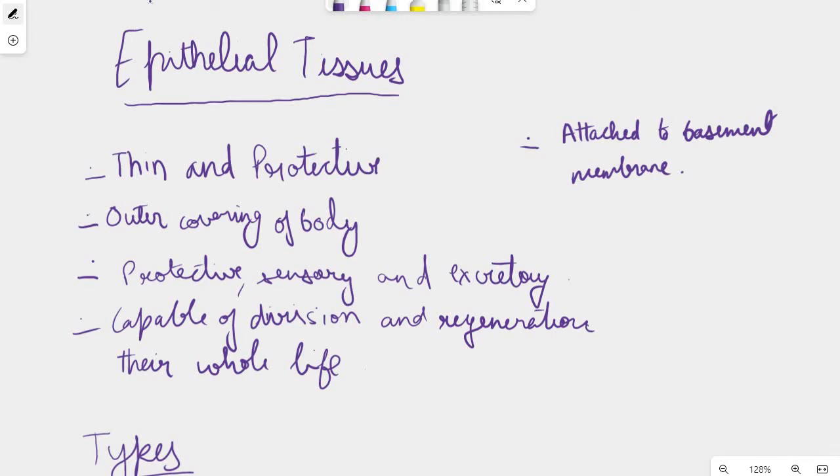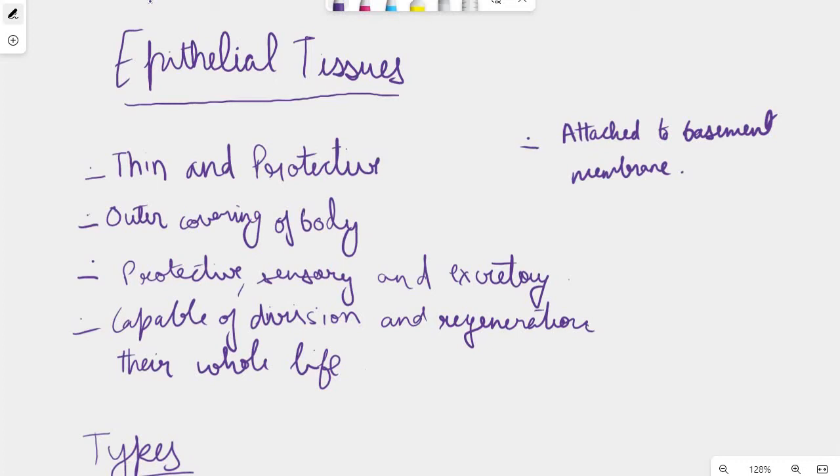Today we'll do epithelial tissues. So what are epithelial tissues? Basically, epithelial tissues are types of animal tissues. They are thin and protective. They are present on the outer covering of the body and on specific regions, which we'll do in the types of epithelial tissues in just a moment.